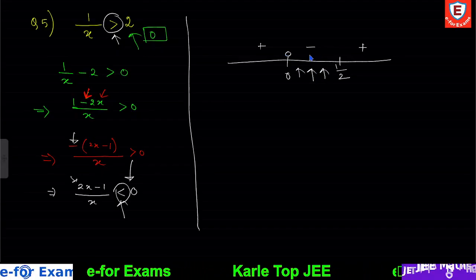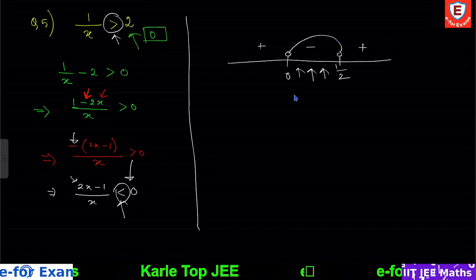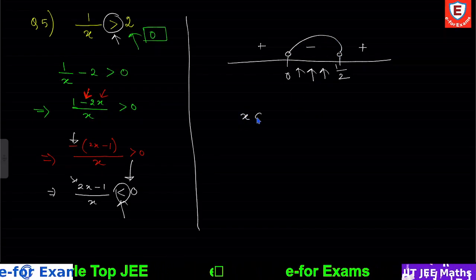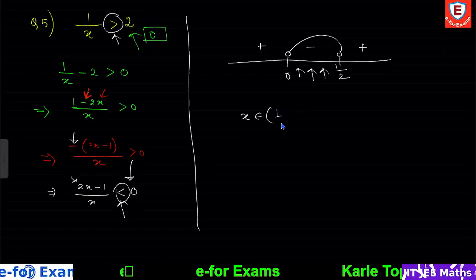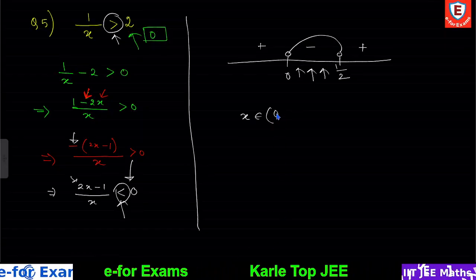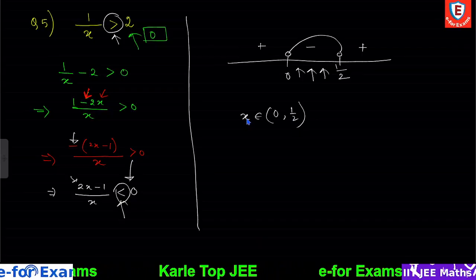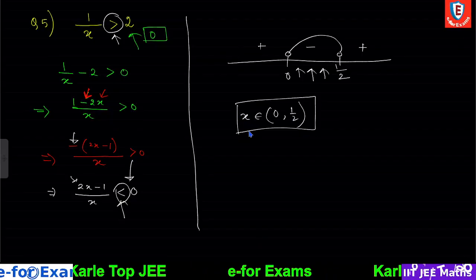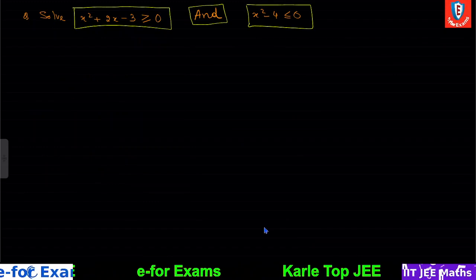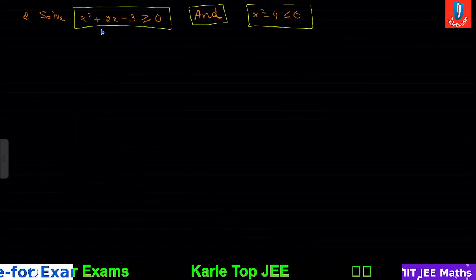So we will use a hollow circle, 0 to 1 by 2. X belongs to the open interval 0 to half. This is our solution. Got it? Next, let us do two inequality statements.